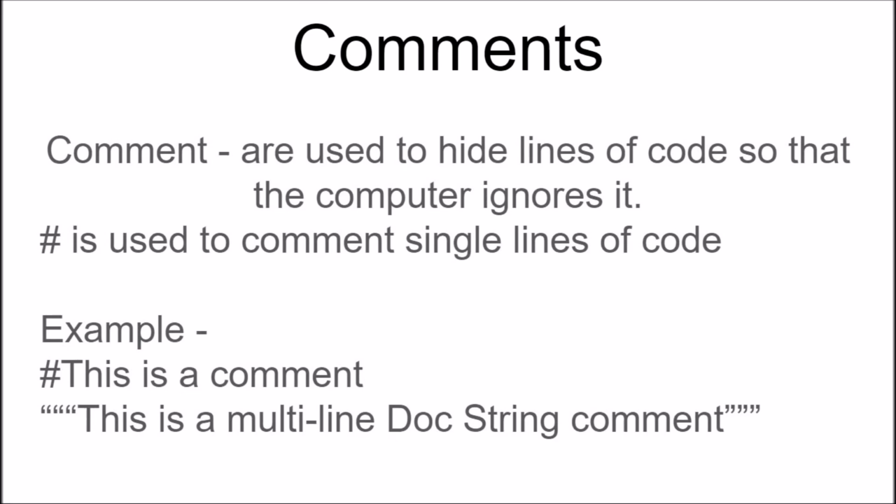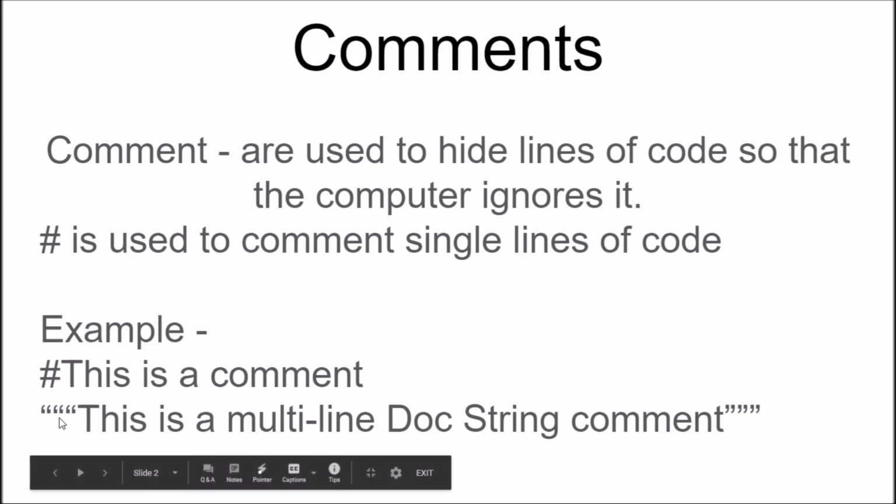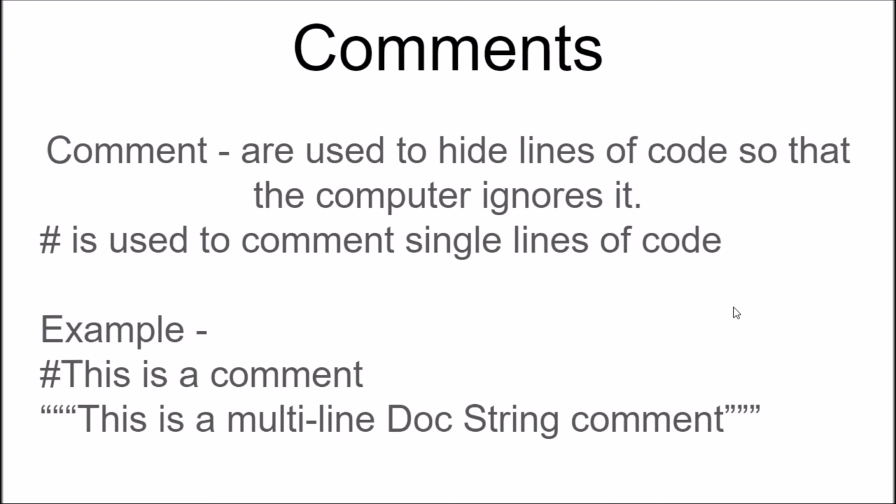So let's go ahead. The first thing we understood is comments. So what is a comment? Comments are used to hide some lines of code so that the computer or the interpreter ignores it. We'll be using a hashtag to comment single lines of code. We can also use docstrings or triple quotes to make a multi-line comment.